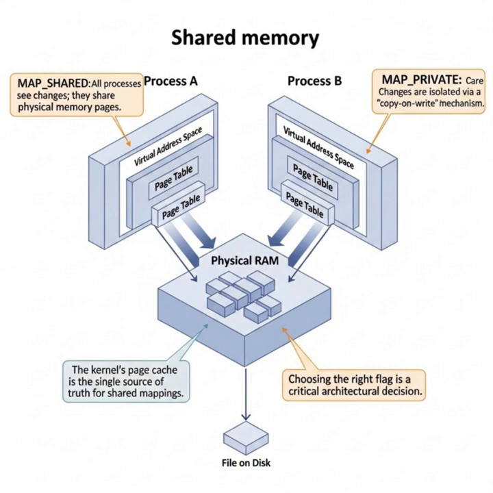Now, what about MAP_PRIVATE? This creates a copy-on-write mapping. Multiple processes can start by sharing the same physical pages for reading. But the moment one process tries to write to a page, the kernel transparently duplicates that page, gives the writing process its own private copy, and updates its page table. From that point on, its changes are isolated. This distinction is critical for designing robust systems. Are you building a high-performance IPC mechanism where processes need shared state? Use MAP_SHARED. Are you loading a shared library where each process needs its own pristine, unchangeable view? MAP_PRIVATE is your answer.